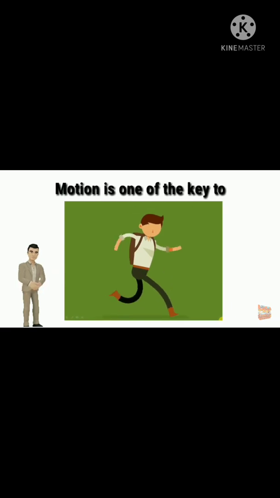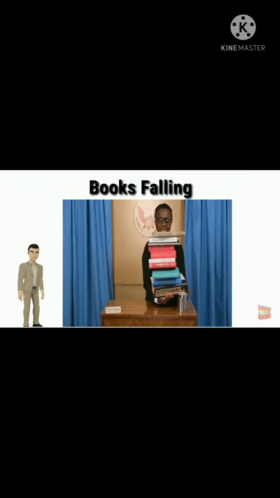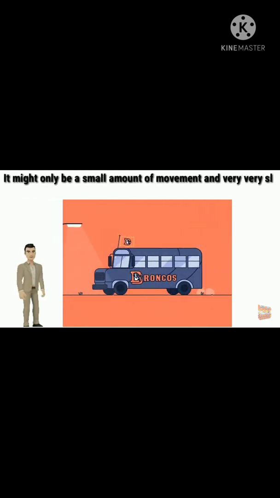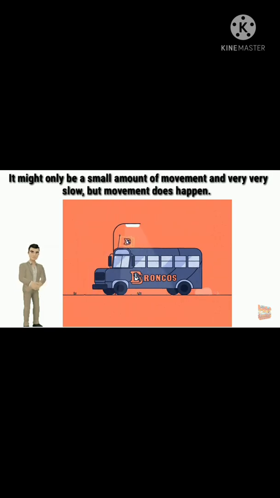Motion is one of the key topics in physics. Translational motion is when an object moves from one place to another with respect to the frame of reference. Then this motion is said to be translational motion. For example, things around us like a book falling, a bus moving. It might only be a small amount of movement, and very slow, but movement does happen.